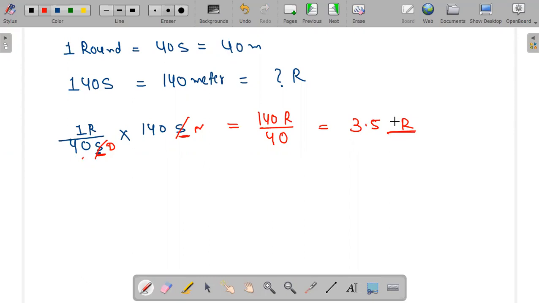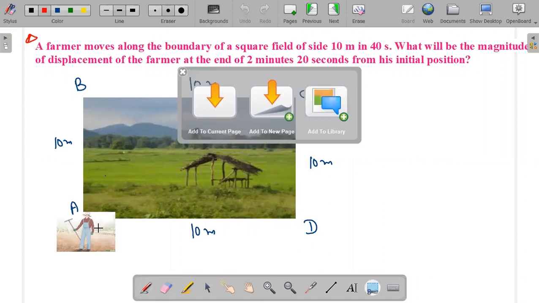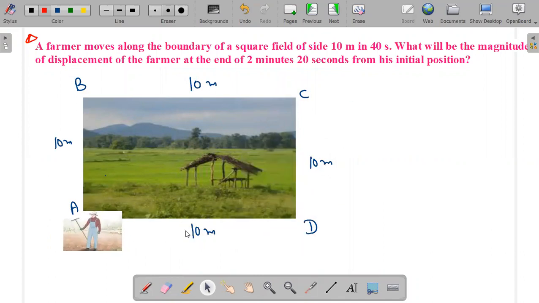Now I have to see where the farmer will end up after 3.5 rounds. First of all, I'm starting with the farmer. He takes one round. This is one round complete. Again he starts the second round, 1, 2, 3, 4. Again the third round. So three rounds are completed. The first round is complete, the second round is complete, and after completing the third round, he is again at A, and A is his origin.